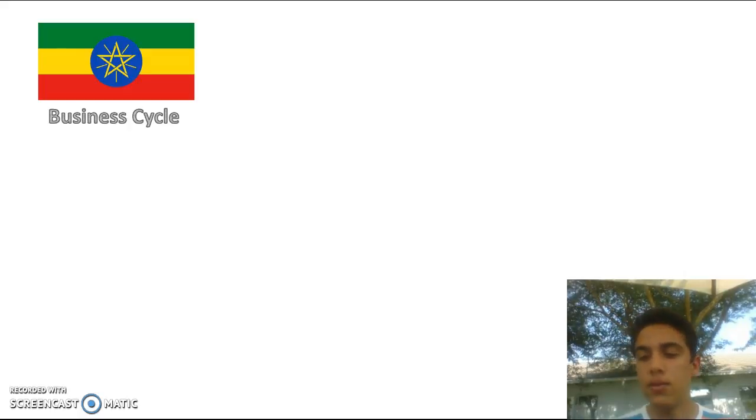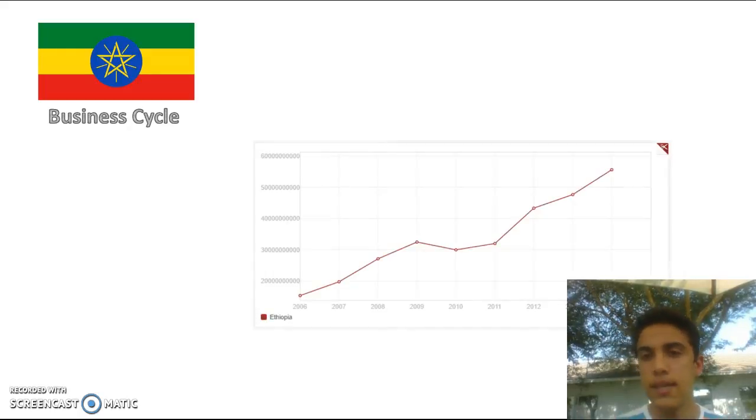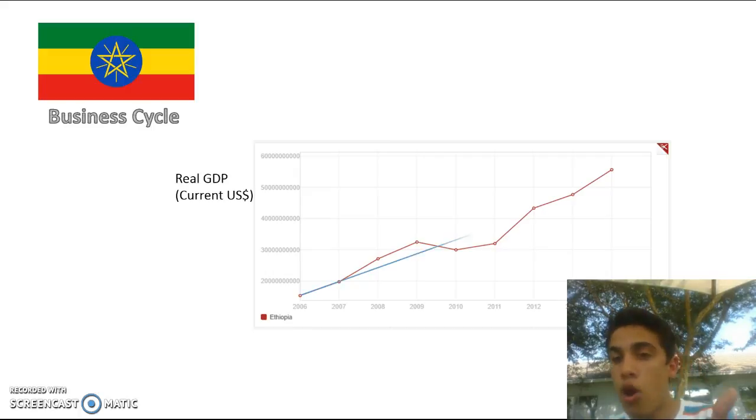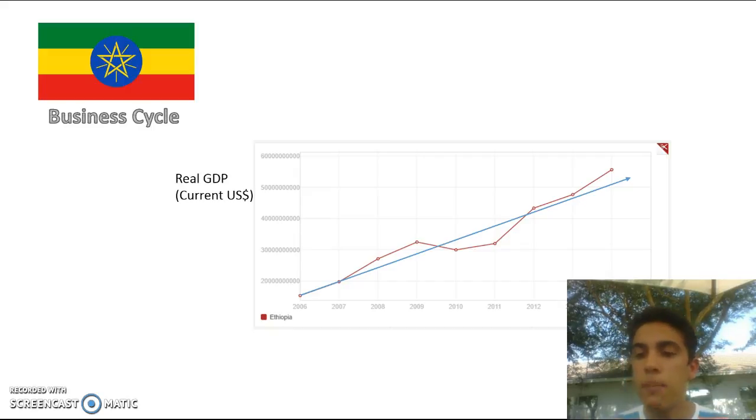Next is the business cycle. The business cycle is basically this, and this is for Ethiopia. It's real GDP in current US dollars over time. And the line drawn right here is the potential output of the real GDP. We really see that Ethiopia doesn't always meet this potential output because if you think about it like running, you first run really fast and then you kind of go slower to save energy, and then afterwards, you go faster. And this is what Ethiopia is doing.